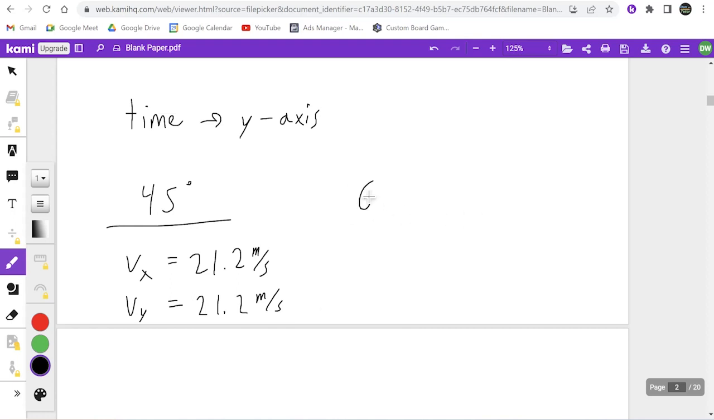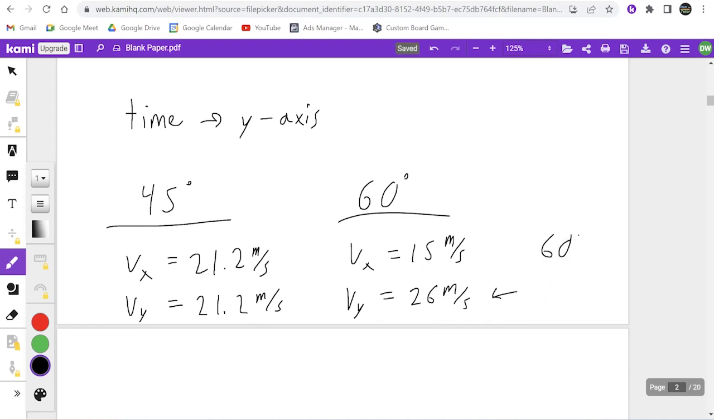And then for 60 degrees, same idea. Vx was 30 times the cosine of 60, which is 15 meters per second. And Vy is going to be, we got 26 meters per second after I plugged it in a calculator. So if I'm looking at the y-axis, which one has the bigger y velocity? That one. So in other words, I'm going to say that the 60 degree angle is in the air longer, and my reason why is because it has a bigger y component of velocity.